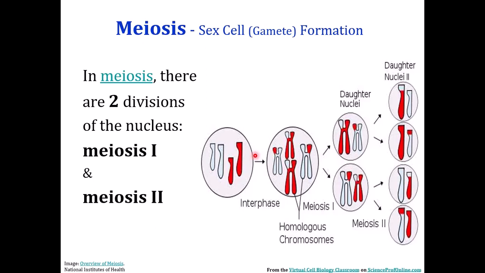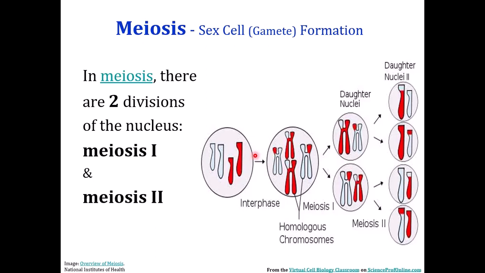It's important to note that in meiosis the cell divides twice. So we have two divisions, meiosis 1 and meiosis 2. Meiosis 1 is the reduction division, where the cell divides and forms two daughter cells which are haploid. So meiosis 1 consists of a mother cell dividing to form two haploid cells.